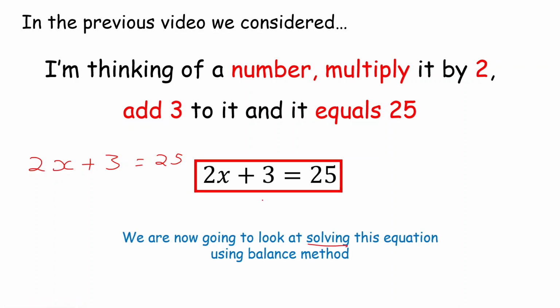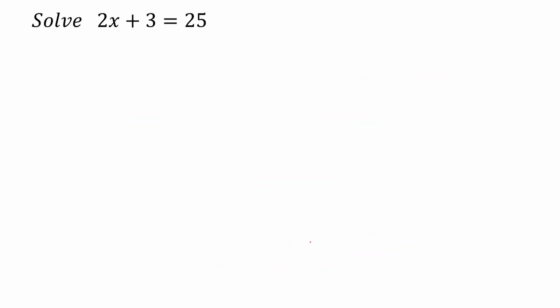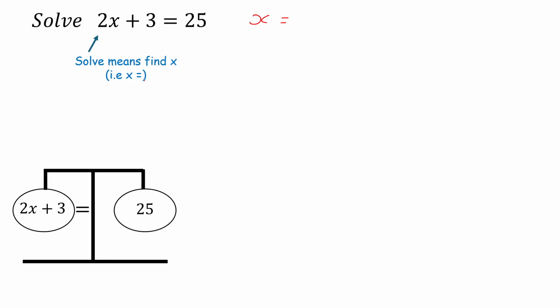Okay, we're looking at finding the missing variable by using this beautiful thing, the balance method. It's really, really important. So again, the same equation. I want to solve this equation, I want to find the missing x variable. I want to get x to be equal to something on its own. I'm going to consider this using our scale analogy. We're saying that the left-hand side of the equation, 2x plus 3, is equal in weight to the right-hand side, 25. Everything is in balance, which is good.